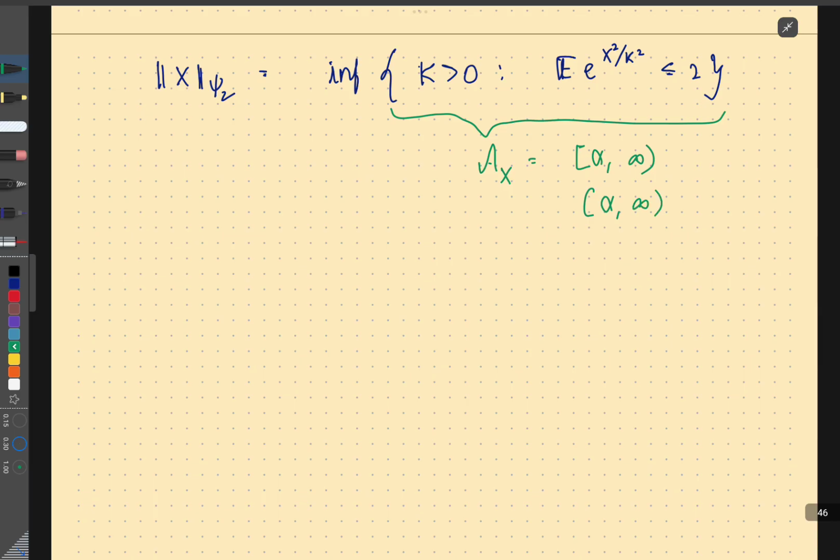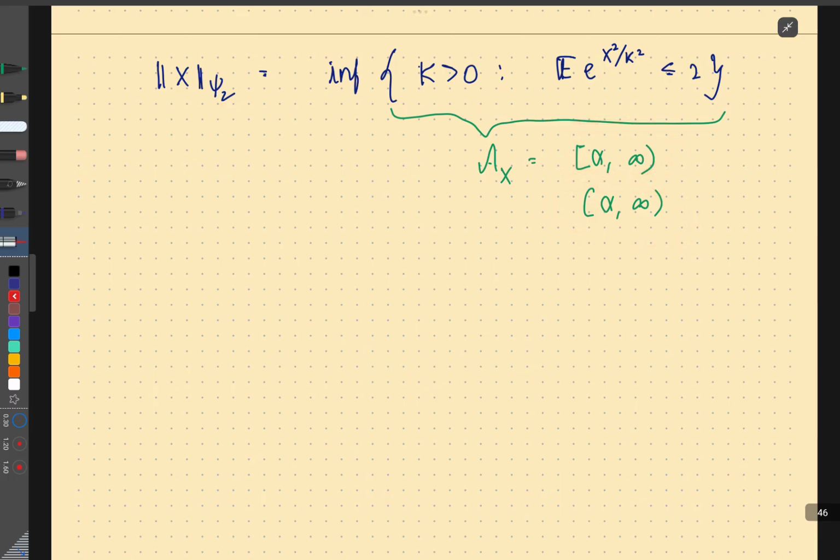Right? So in both of these cases, what would the Subgaussian norm be equal to? Suppose that this set A subscript X has the form, let us say, alpha comma infinity, then what is the Subgaussian norm equal to? It will be the value alpha, right? Irrespective of whether it is this set or this set.